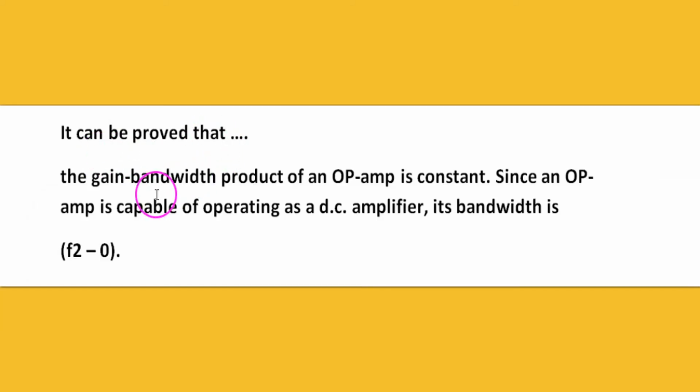It can be proved that the gain bandwidth product of an op amplifier is constant. An op amplifier is capable of operating as a DC amplifier also. So bandwidth is f2 minus f1. F1 is 0, meaning for DC there is no frequency, so it starts from 0. The lower limit is 0, the upper limit is f2.